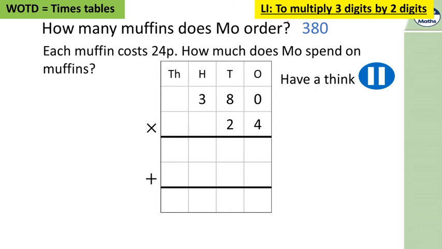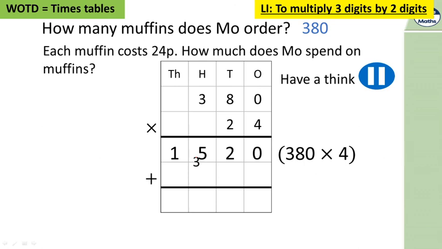Okay, so 380 times 24. The first thing we do is the ones column. So we have 380 times 4. 4 times 0 is 0, because anything times 0 is 0. Then we have 4 times 8 tens, or 4 times 80, which is 32 tens, or 320. So our 300s go over to the hundreds column, and our 2 tens stay in our tens column. Then we have 4 times 3 hundreds, which gives us 12 hundreds, plus our 3 hundreds here is 15 hundreds.